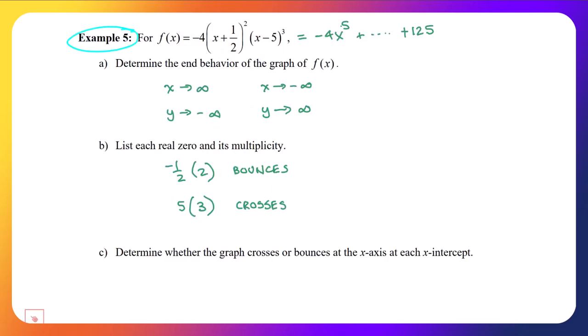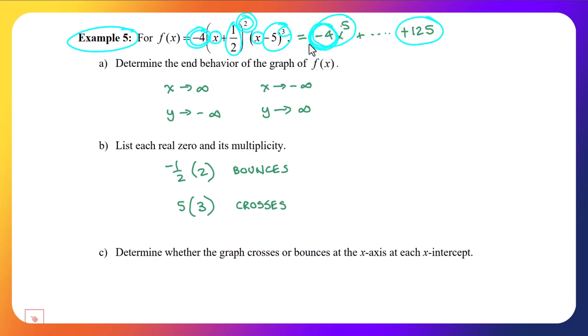Example 5, this squared will make this x squared, this cube will make this x cubed, it will have this negative 4 in front of it, and so I have negative 4x to the 5th. Looking at the last term, I have here 1/2 squared is a 4th, times a negative 4 is a negative 1, and negative 5 times negative 5 times negative 5 is negative 125, times the negative 1 we just mentioned, and so the last term is going to be positive 125.